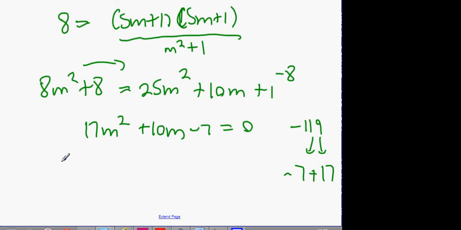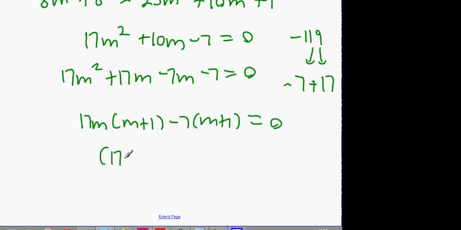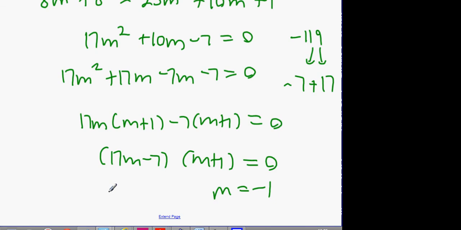Okay, let's try this again, right? 17m squared plus 17m minus 7m minus 7 equals 0. Okay, let's look at this now. What we would have got earlier was 17m into m plus 1 minus 7 times m plus 1 equals 0. Then finally we're going to get 17m minus 7 times m plus 1 equals 0. The slopes are minus 1, or the slope is 7 over 17.